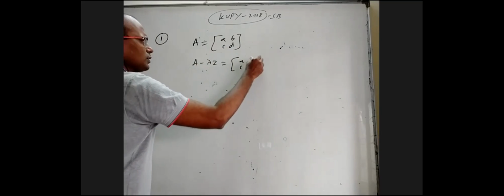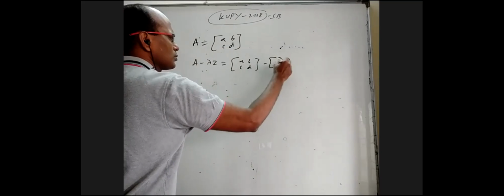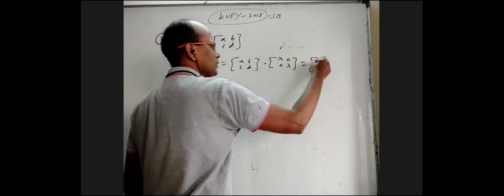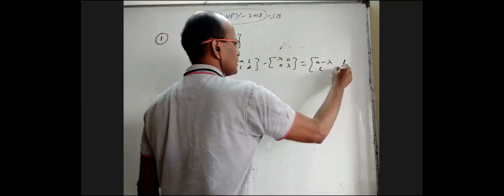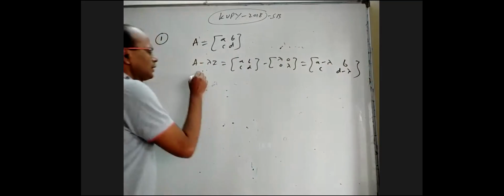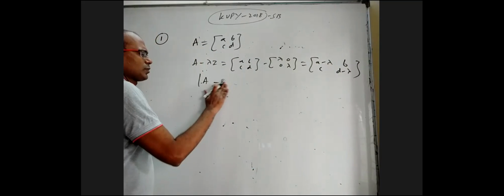Take matrix A equal to [a, b; c, d]. Let us take A minus lambda I, which is [a, b; c, d] minus [lambda, 0; 0, lambda]. I'll get [a minus lambda, b; c, d minus lambda]. Let us take the determinant of A minus lambda I.